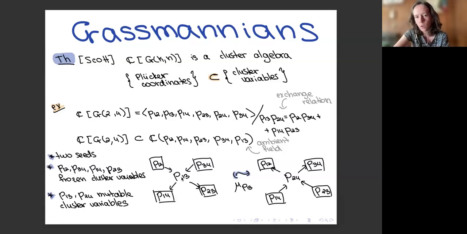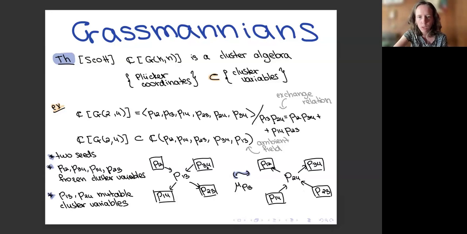Okay, so what can I do with this cluster algebra? If I mutate at this P1,3, I get this new cluster variable P2,4. So I mutate, right? I get some expression, some other Laurent polynomial. And so if you remember your mutation rule, it's the product of the things coming in.